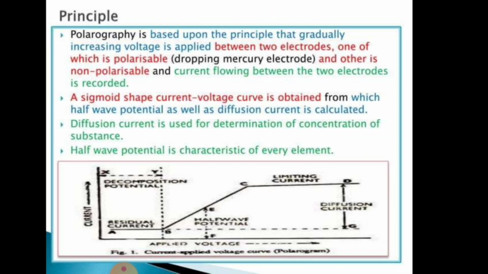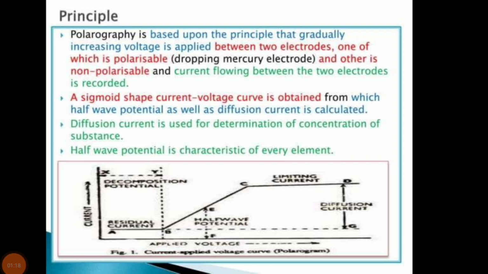Principle: polarography is based on the principle that a gradually increasing voltage is applied between two electrodes, one of which is the polarizable dropping mercury electrode and the other is non-polarizable, and the current flowing between the two electrodes is recorded.